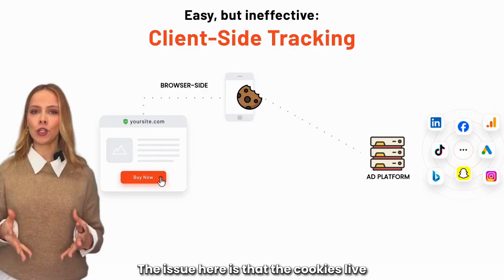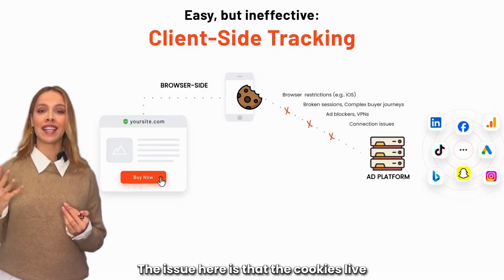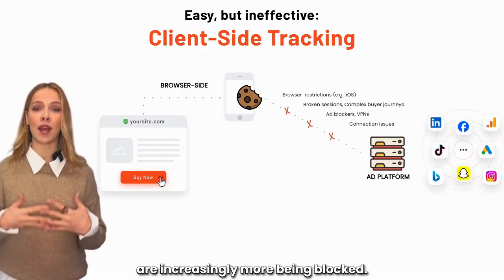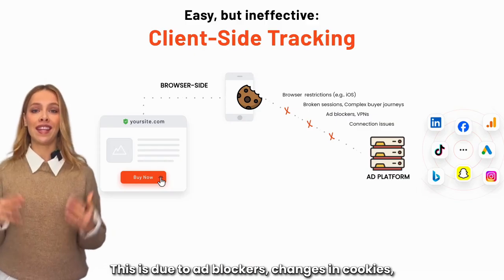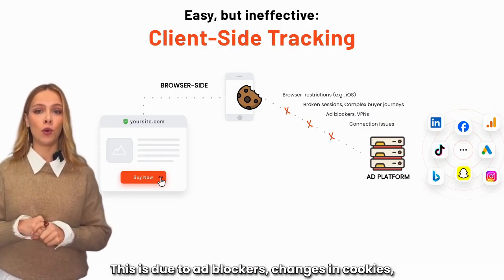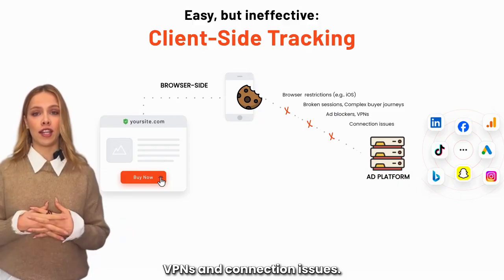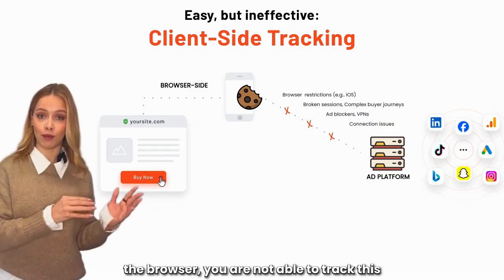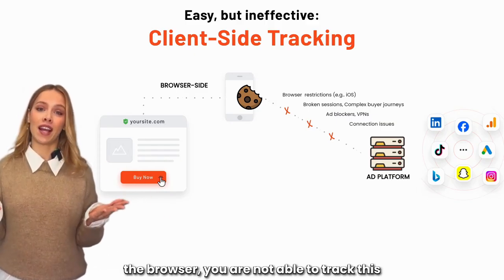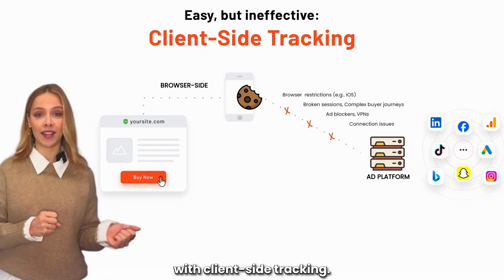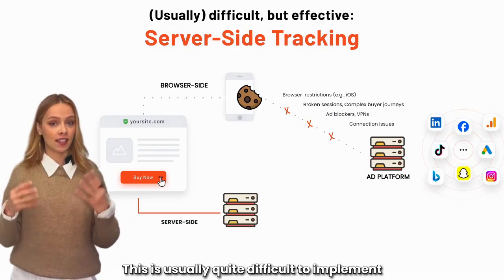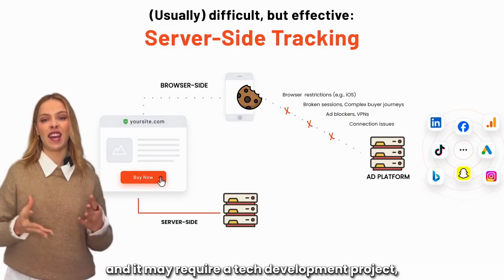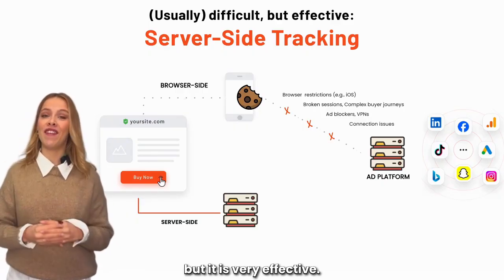Pretty simple. The issue here is that the cookies live on the browser, and these third-party cookies are increasingly more being blocked. This is due to ad blockers, changes in cookies, VPNs, and connection issues. Also, if your conversions happened outside the browser, you are not able to track these with client-side tracking. Then server-side tracking. This is usually quite difficult to implement, and it may require a tech development project. But it is very effective.